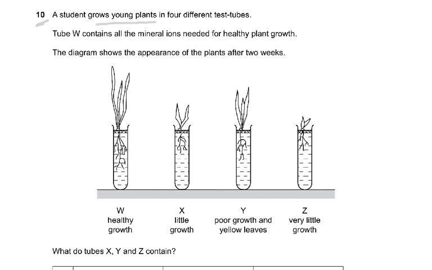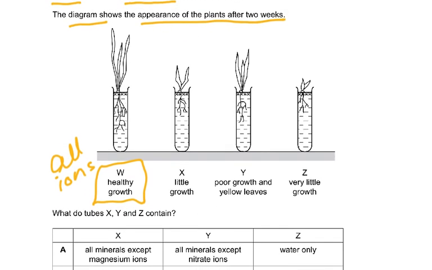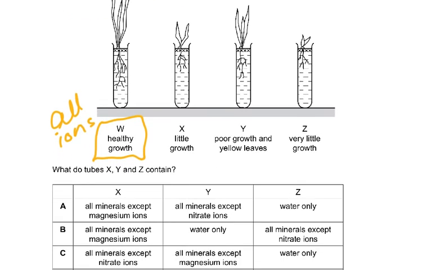Question 10. A student grows young plants in 4 different test tubes. Tube W contains all the mineral ions. So this one contains all ions, so this is healthy growth. This is what we're going to compare it with. The diagram shows the appearance of plants after 2 weeks. So we have healthy growth, X little growth, poor growth, yellow leaves, very little growth.